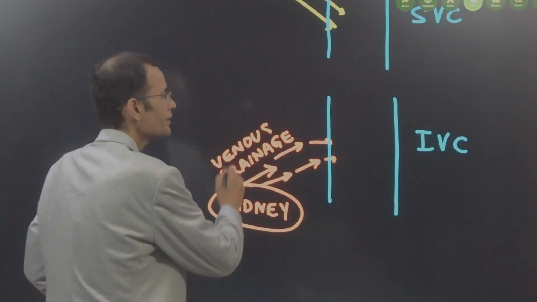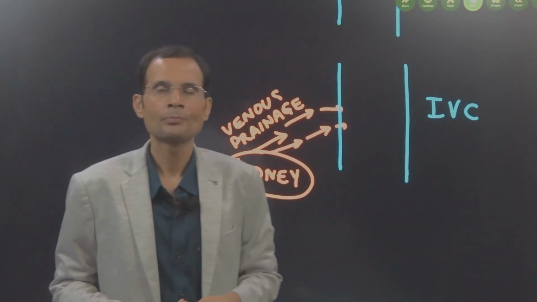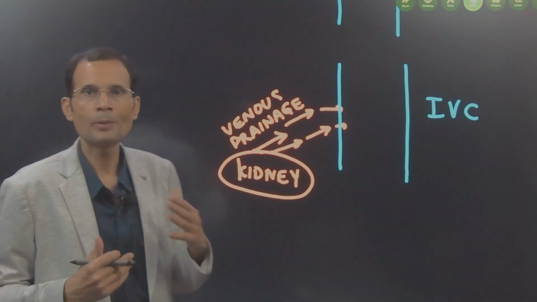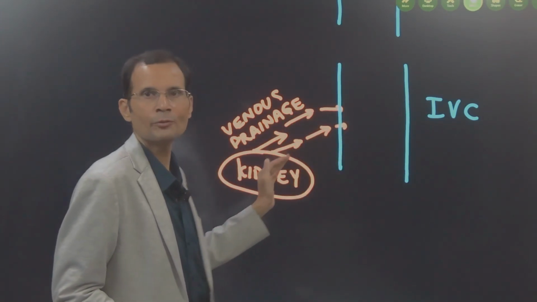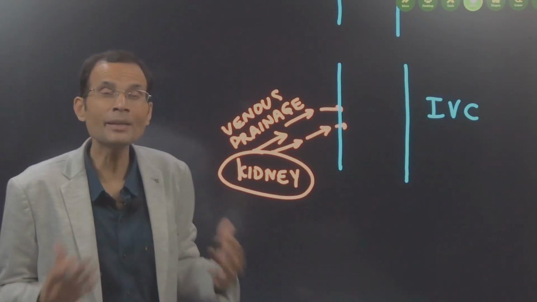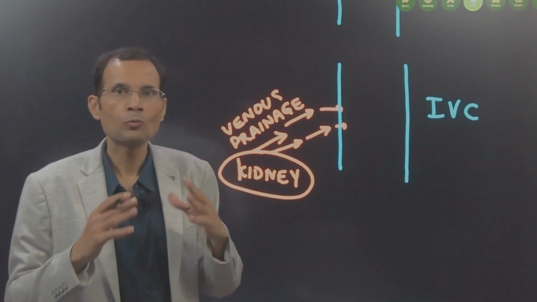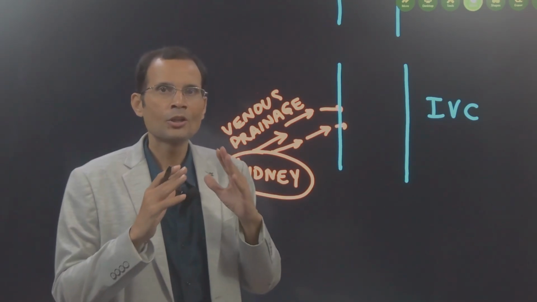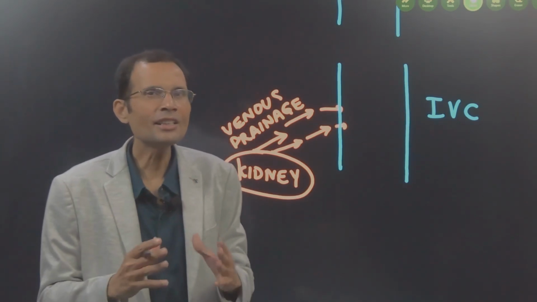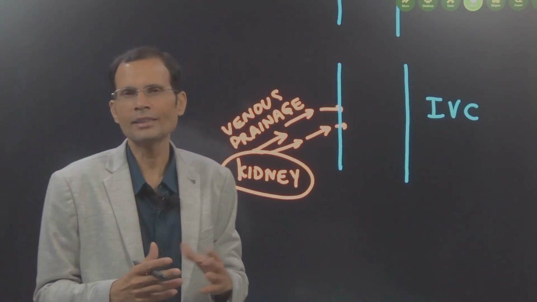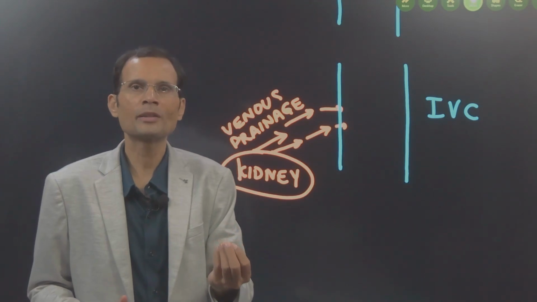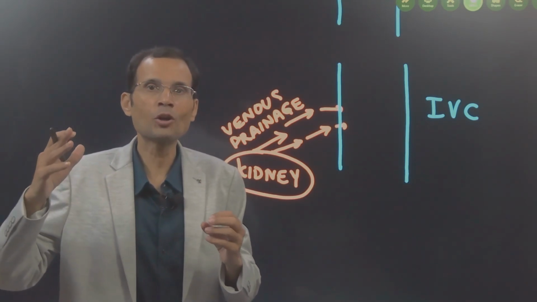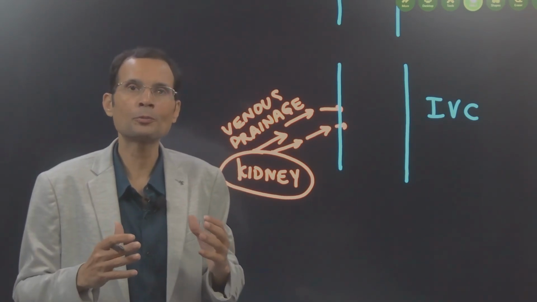And compare this with inferior vena cava. Inferior vena cava receives blood from the renal vein. Renal vein joins the inferior vena cava. That means what is the venous content of the renal vein? You know this, that the kidneys amount for just 1 or 2% of the body weight, small organ, but they receive almost 25% of the cardiac output.